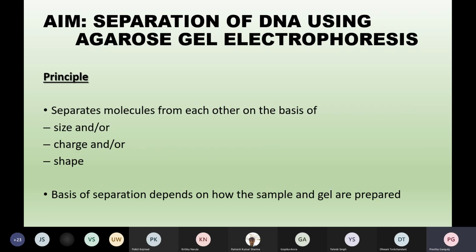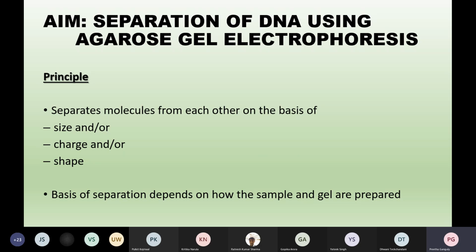As I have already discussed with you, the separation of molecules is on the basis of size, charge and shape, but in the case of agarose gel electrophoresis, it's basically on size. Now, the two most important things needed for the separation of DNA are the sample we want to separate, and that depends on how the gel is formed.